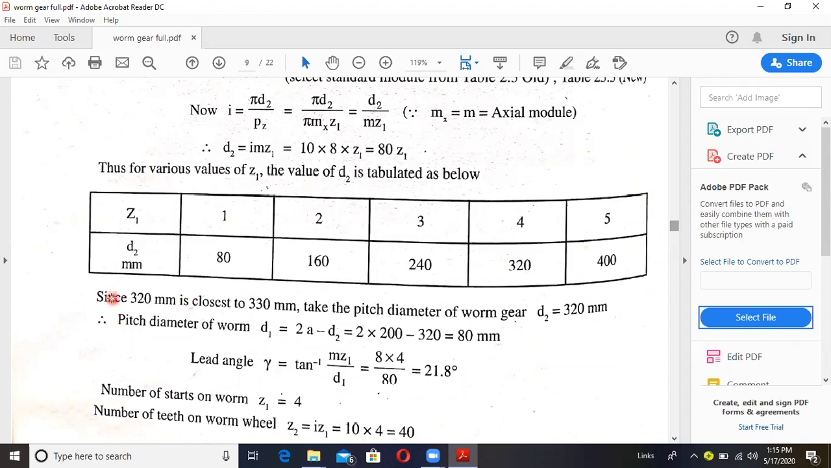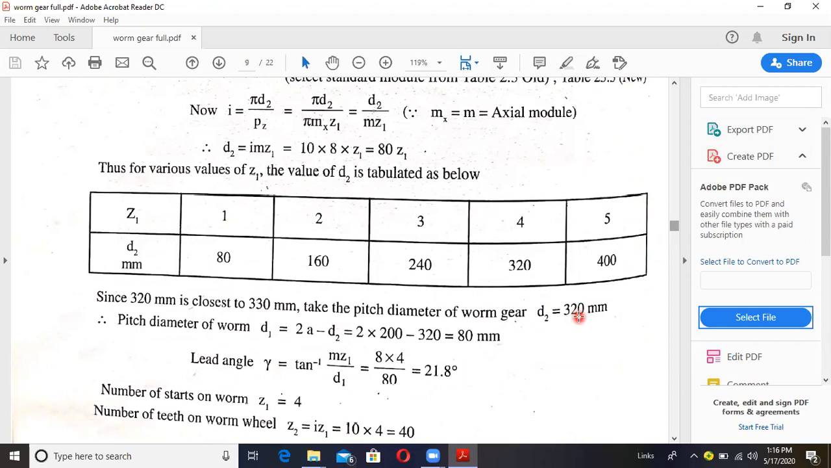Therefore, since 320 mm is close to 330 mm, the pitch diameter of the gear D2 is equal to 320 mm. Now this is the exact pitch diameter of the gear, D2 is equal to 320. In the remaining procedure, you have to take D2 is equal to 320. You should not consider 330. All understood?